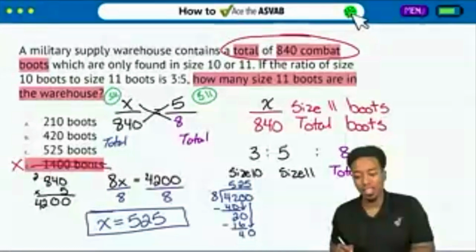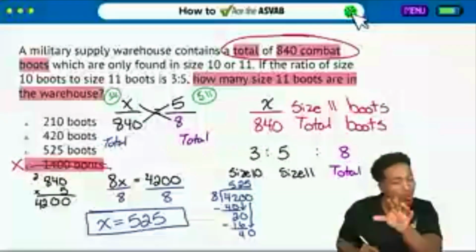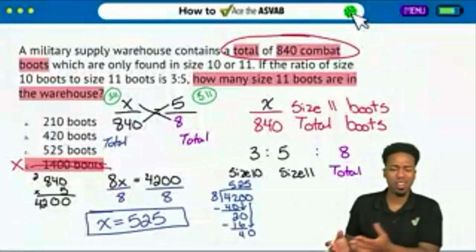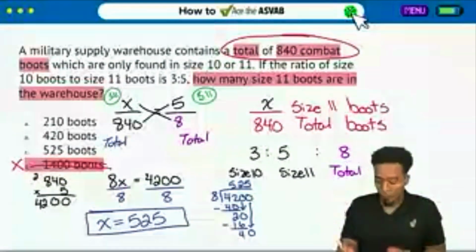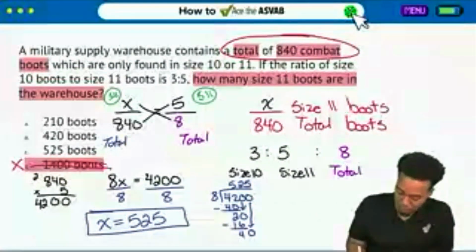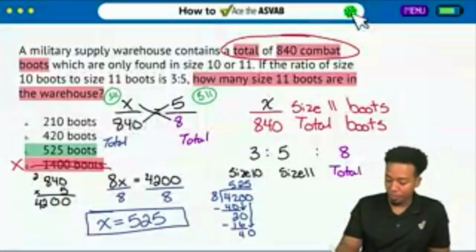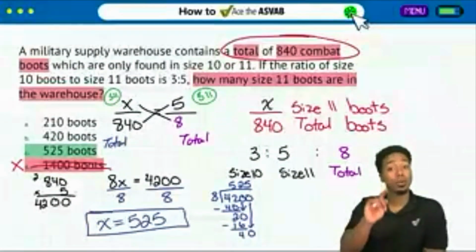But I understand that some of us may not totally be there yet when it comes to understanding how we got the 8 or why we needed it in the first place. So let me highlight the correct answer so some of us can take that screenshot if we'd like to. But let me go ahead and explain the problem one more time.